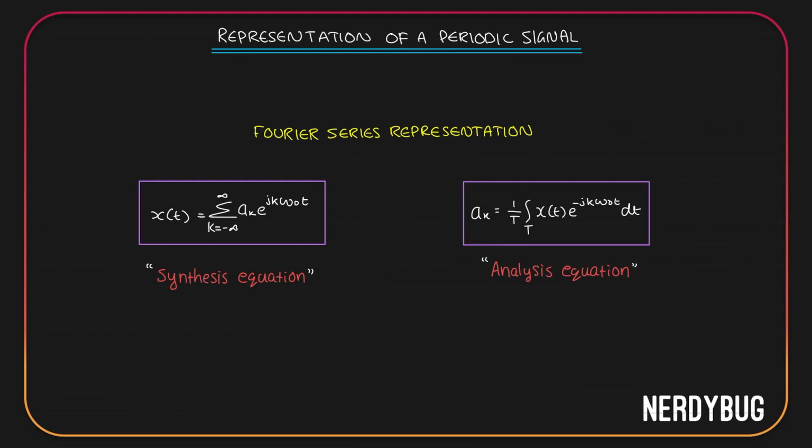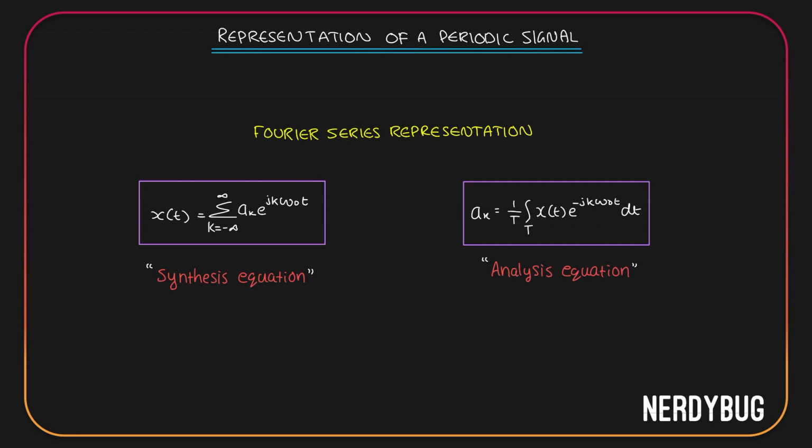We learned that periodic signals can be represented using Fourier series. We had two equations. x of t is equal to summation from k equals minus infinity to infinity a k e raised to j k omega naught t, where a k is the Fourier series coefficient and it is written as 1 by T integral over one time period x of t e raised to minus j k omega naught t dt. The first equation was called a synthesis equation. The second equation is called analysis equation.